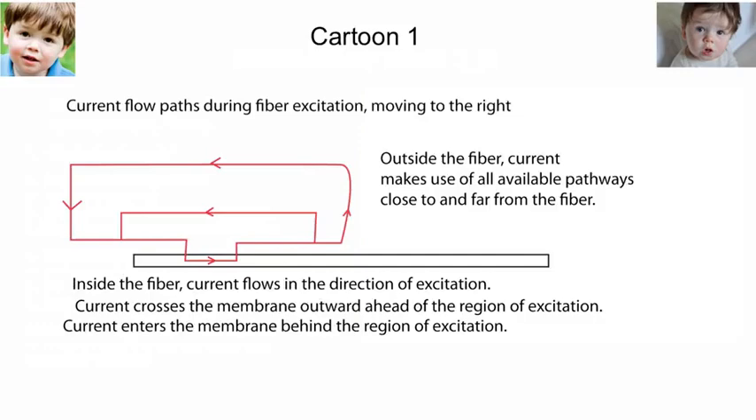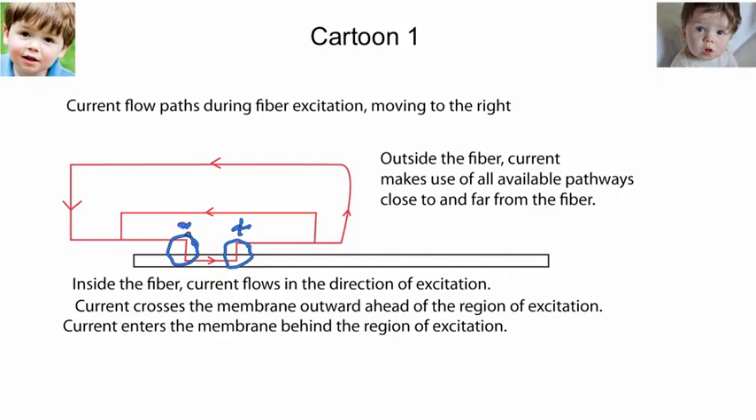So in this cartoon, we have at the bottom a fiber. In our fiber, there's an action potential. The action potential is located in this region. And in our fiber, the action potential has one source and one sink. Here is the source, place where current is coming out of the fiber. I'll put a plus mark over it. Here is the sink, the place where current is going in.